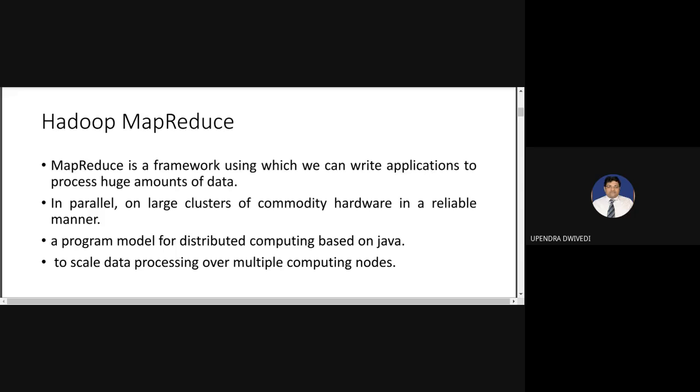One constraint is processing. We do not have a high processing capability, and if we are able to arrange that, then it is very costly. So it is not cost-effective to invest a lot in processing capability.